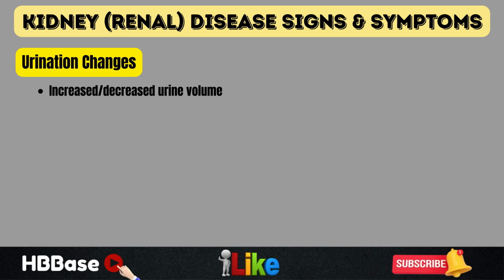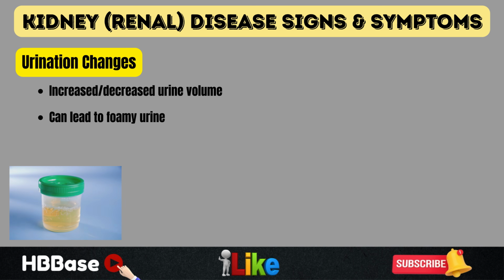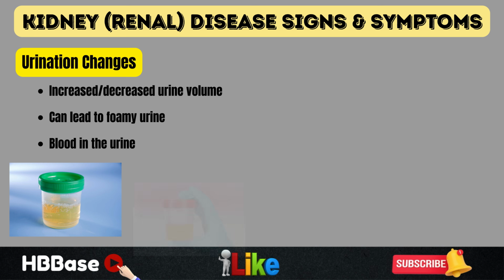Some other disease states of the kidney can lead to foamy urine, so this means there may be protein in your urine, and in some cases there may also be blood in the urine, so hematuria.